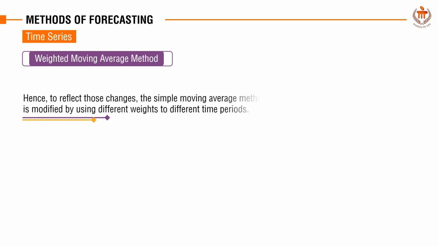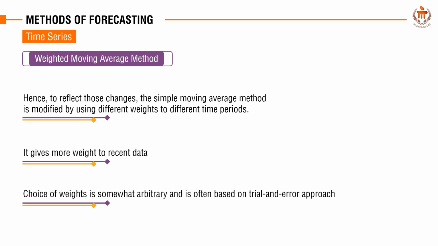To address this, the method is often modified into a weighted moving average, which assigns different weights to different time periods, giving more emphasis to recent data. This adjustment helps the forecast better reflect recent trends or changes. However, the selection of the weights can be somewhat arbitrary, often determined through a trial and error process where different weight combinations are tested to find the most suitable model for a particular time series. This modification makes the weighted moving average more adaptable and responsive to evolving patterns in the data.